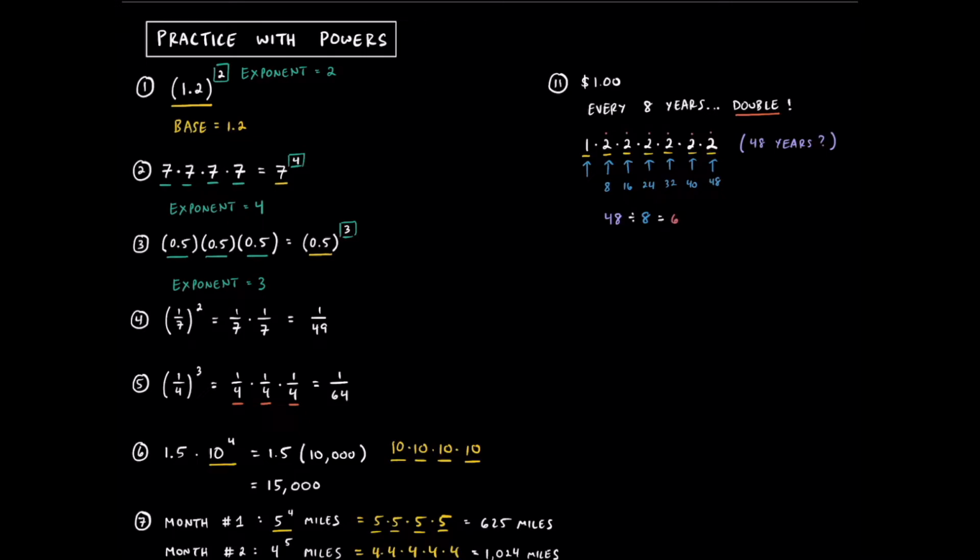So we could go ahead and write that out as 1 times 2 to the 6th power if we wanted to. Or we can say that this is also going to be 1 times, what is 2 to the 6th power? Well, let's see. 2 times 2 is 4, times 2 is 8, times 2 is 16, times 2 is 32, times 2 is 64. So $1 is going to turn into $64. If you just leave that $1 there, that's pretty cool. In 48 years, why not have $1 turn into $64?